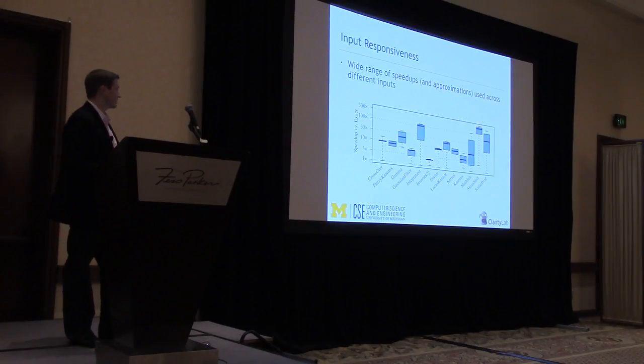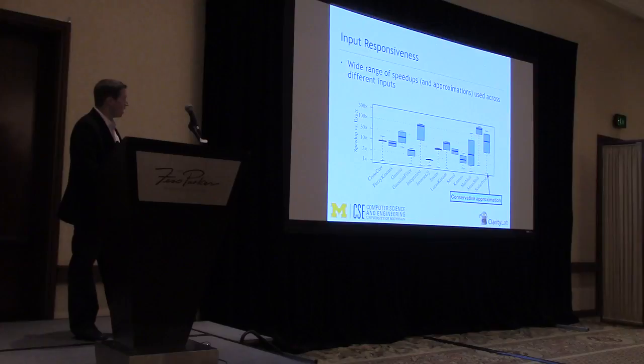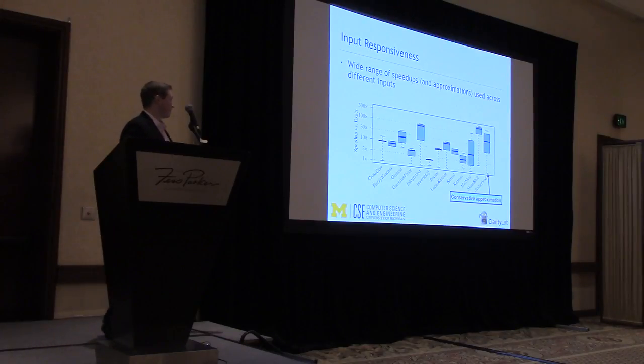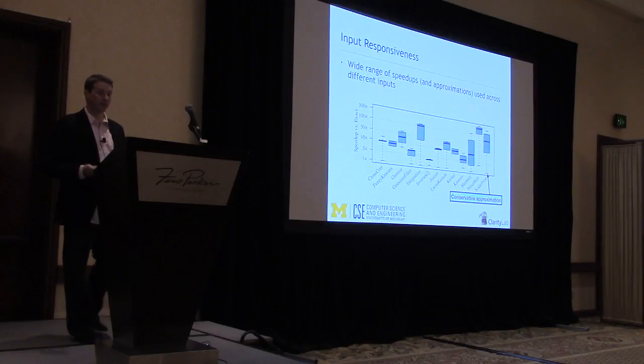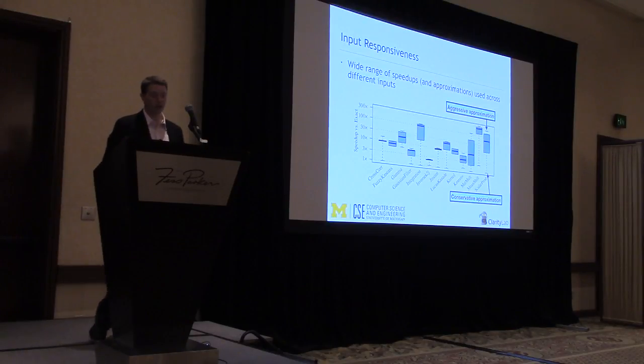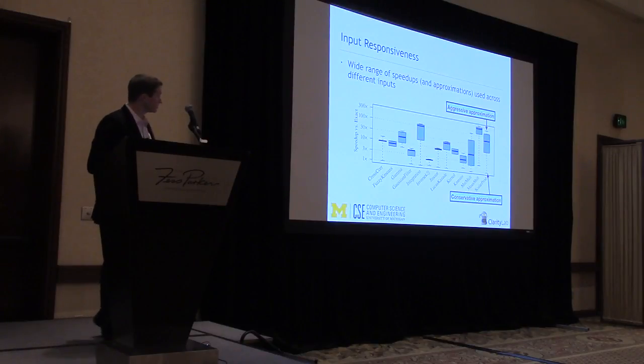And so really the takeaway here is that there's often a wide range of speedups that are possible across the different inputs, depending on the characteristics of the input. What we see here is that IRA is able to conservatively approximate when that's what's needed, and aggressively approximate when it can. And so it really does a good job of squeezing lots of performance out of the cases that it can.